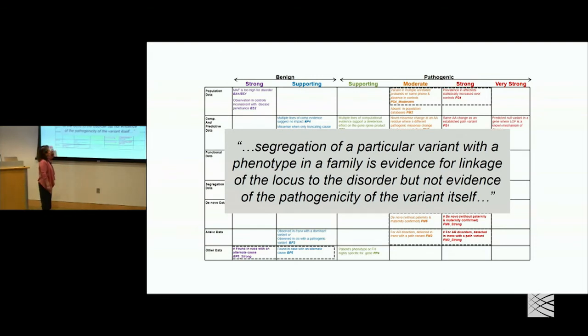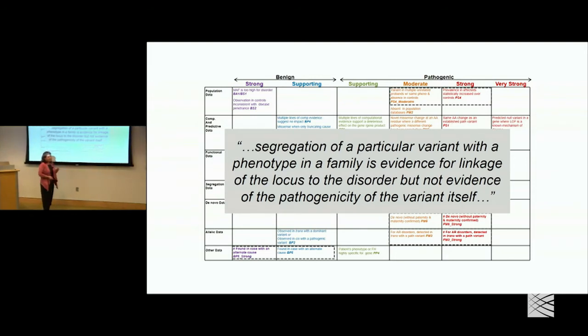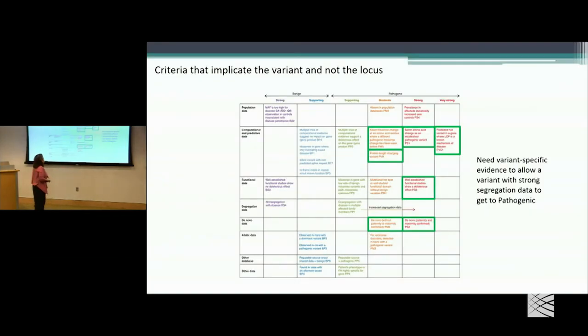However, it's important to remember that segregation of a particular variant with a phenotype is evidence for linkage to the locus, but not evidence of the pathogenicity of the individual variant, right? You could have that variant be in linkage disequilibrium with a different variant that's actually the cause. The LOD score will still be very, very good with large families, but in fact, it could be a different variant that's causing the impact.